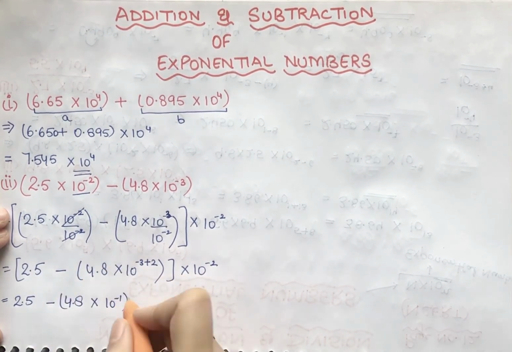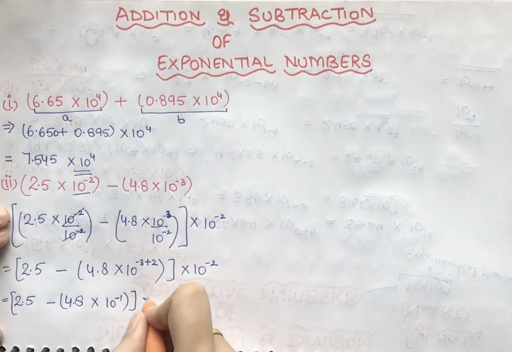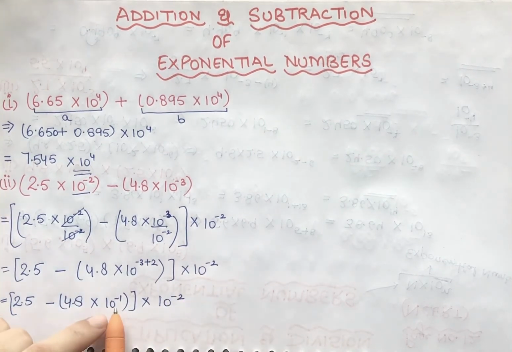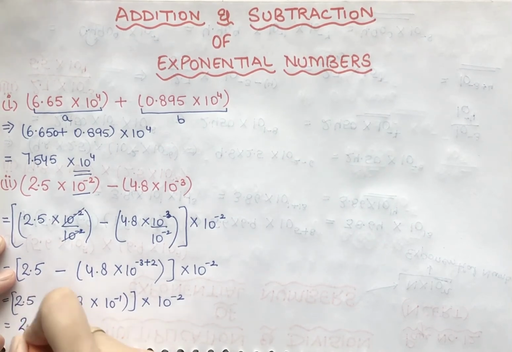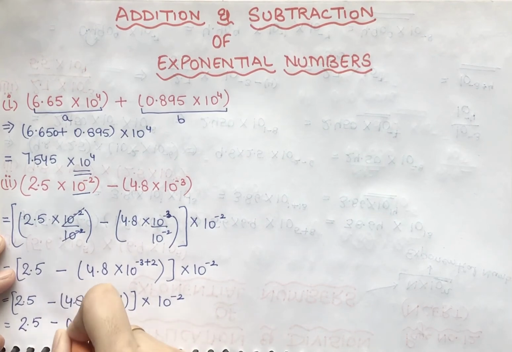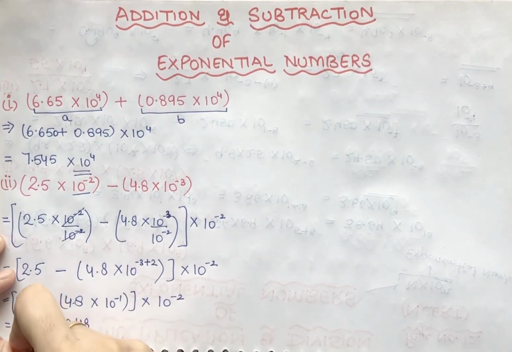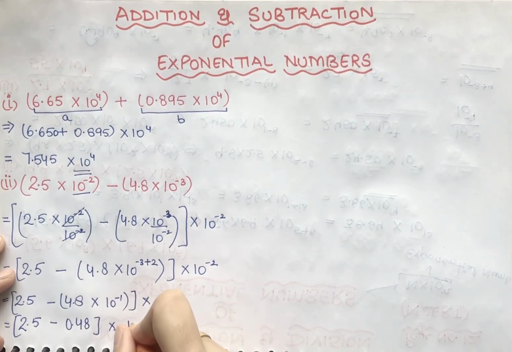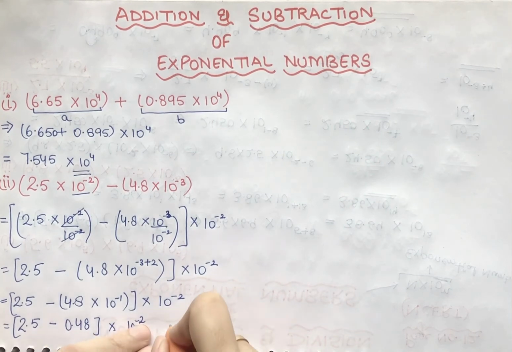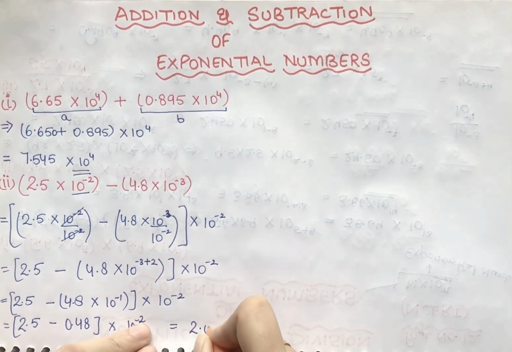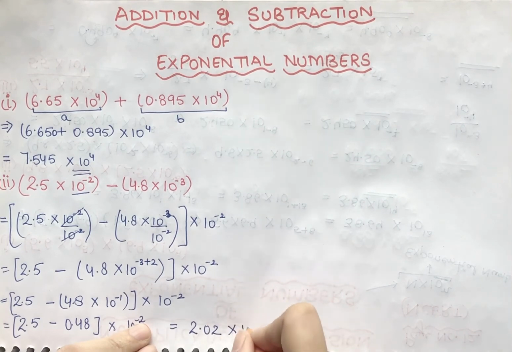Okay, I know that if I am having a value in terms of 10 raised to power minus 1, that means it is 1 by 10. 4.8 divided by 10, that means I am having 0.48. So this value will be 2.5 minus 0.48. Okay, now simply cancel these values. So you'll have 2.5 minus 0.48, it will be 2.02 into 10 raised to power minus 2. That is your final answer.